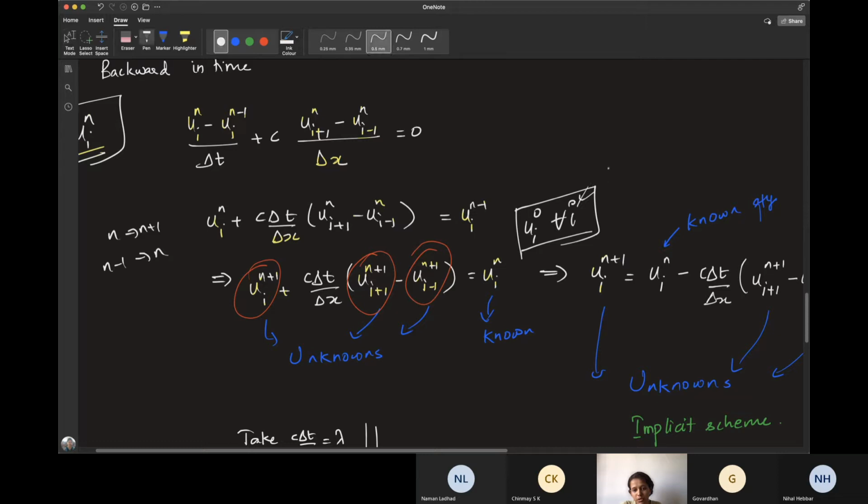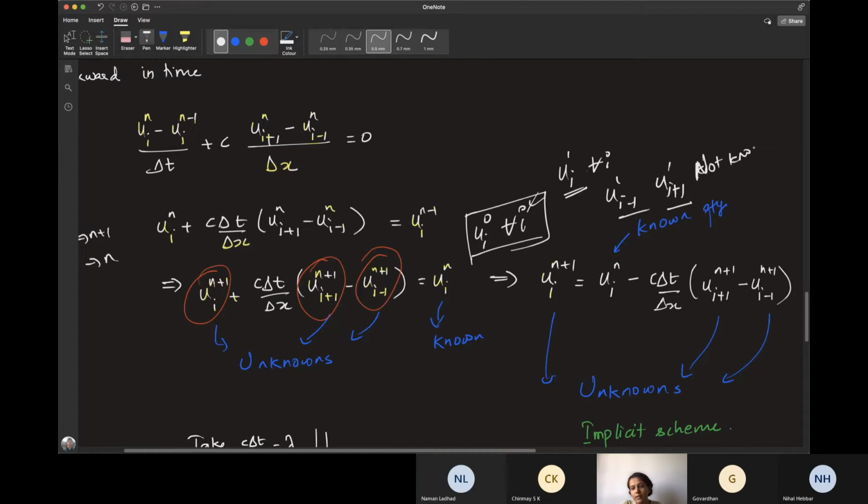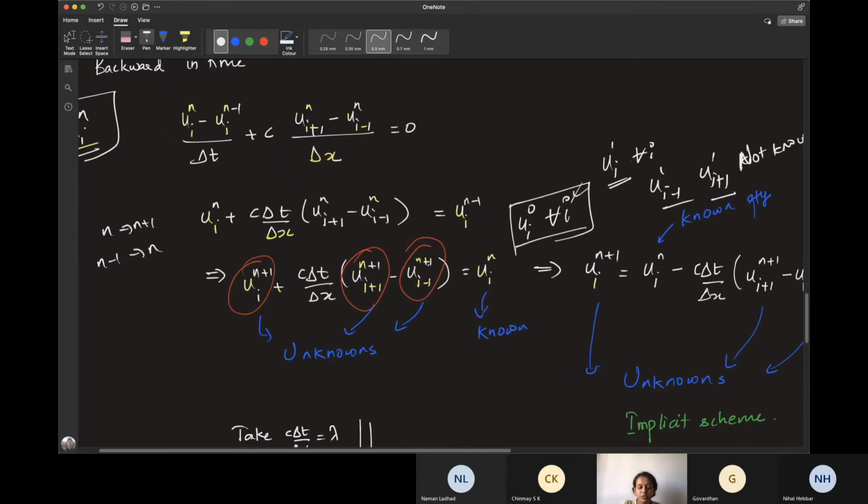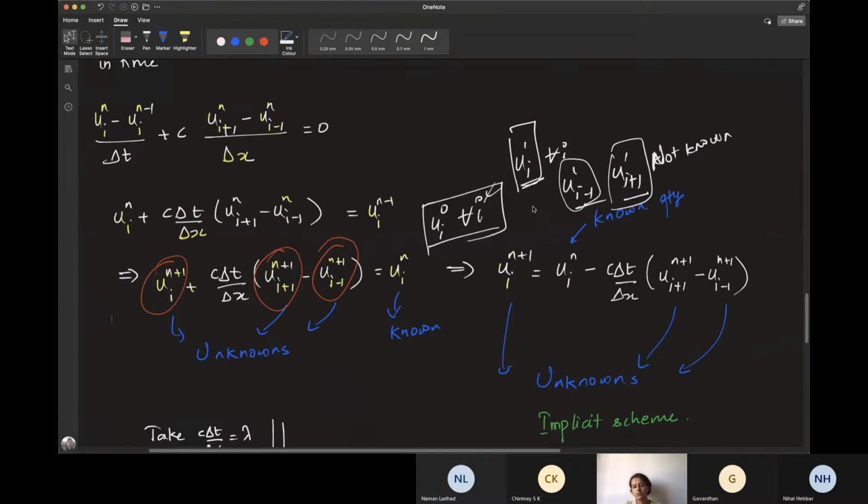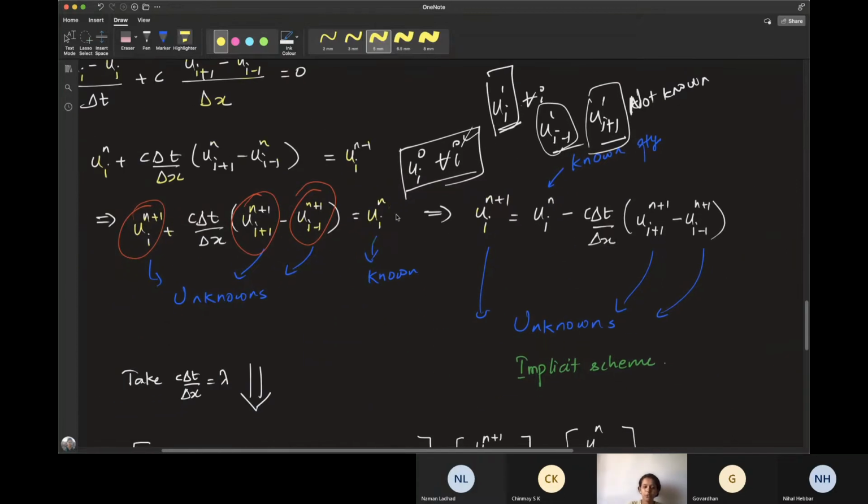But even if you know that, you cannot just find u_i^1 for all i, because for finding u_i^1 you will require u_(i-1) at the 1st time step and u_(i+1) at the 1st time step, which are not known to you. So it's not possible to directly find u_i^1 just by knowing u_i^0. That is what this equation says, right? You have 3 unknowns and 1 known quantity.